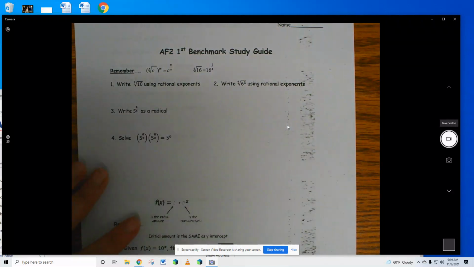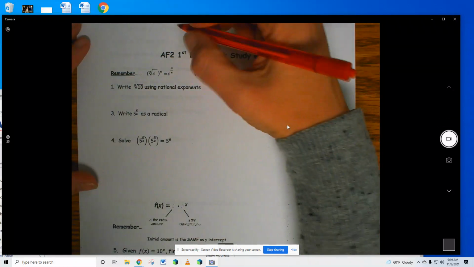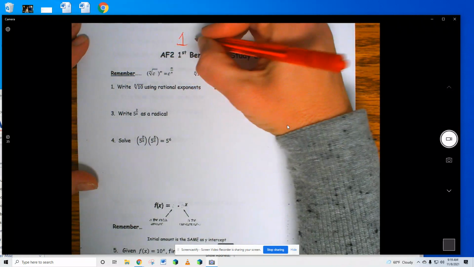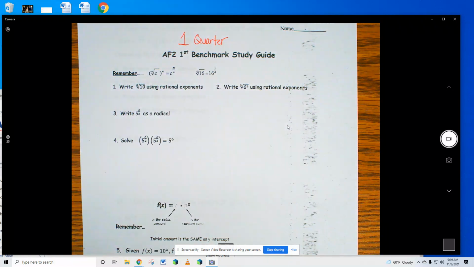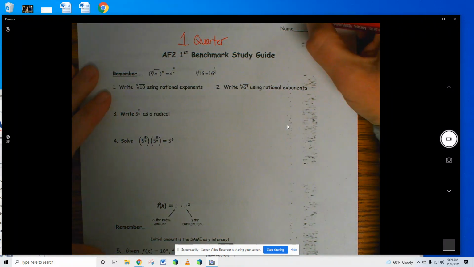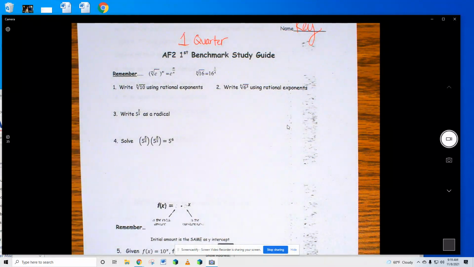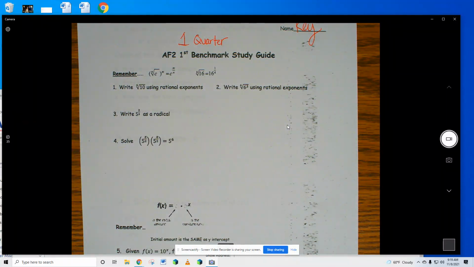All right, we have a first quarter benchmark in Algebra Foundations 2. And so here is our study guide. It's going to span all of chapter 6, pre-chapter 6, and a little bit of chapter 5, but all right, so here we go.